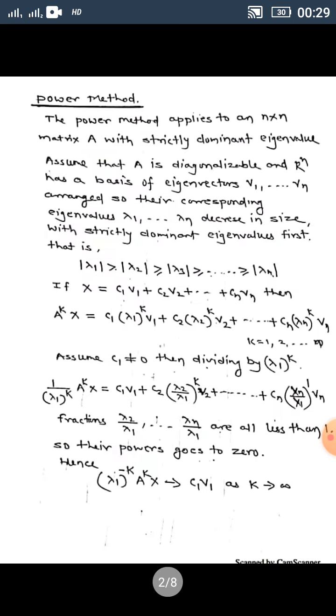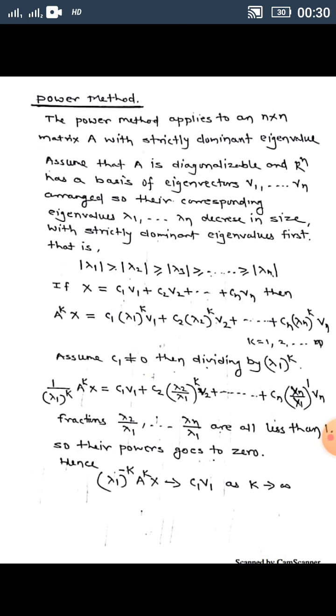Next. So the topic of discussion is the power method and complex eigenvalues. Power method: the power method applies to an n by n matrix A with a strictly dominant eigenvalue. So the power method is applicable for finding the largest eigenvalue. Assume that A is diagonalizable.